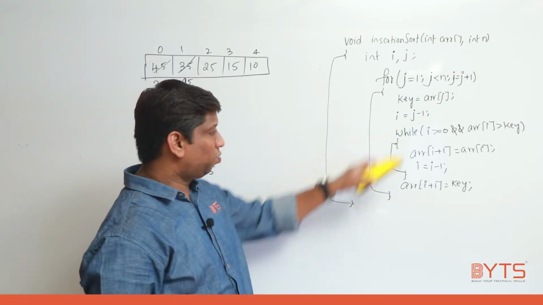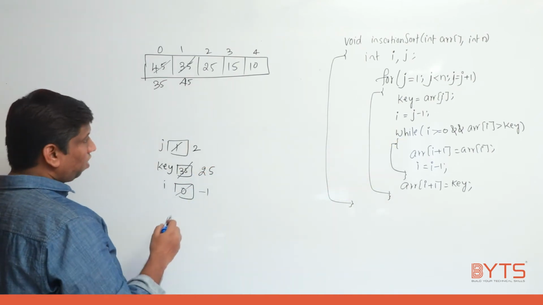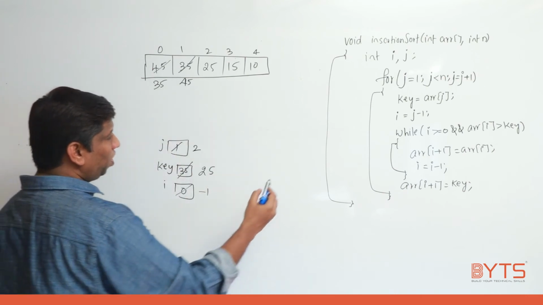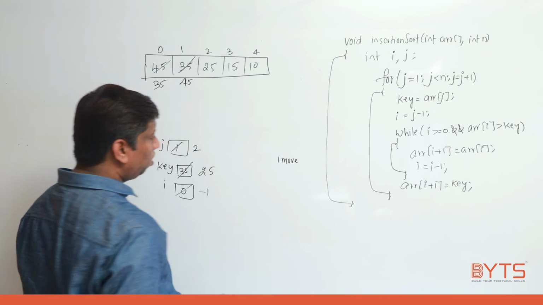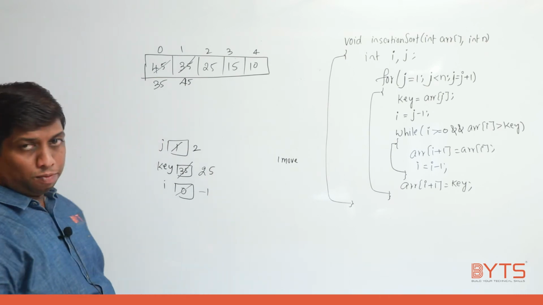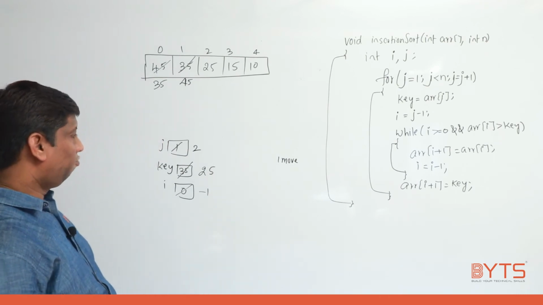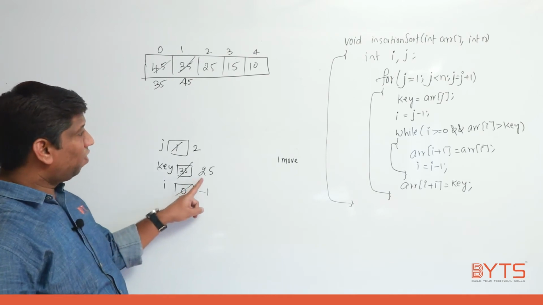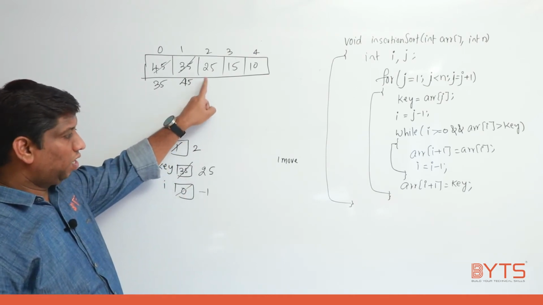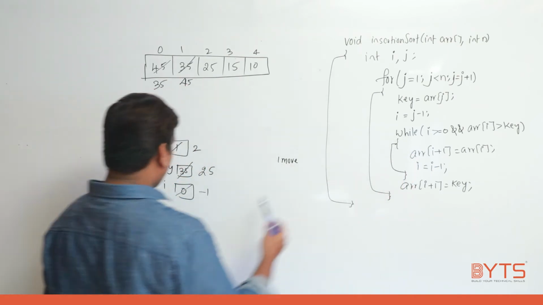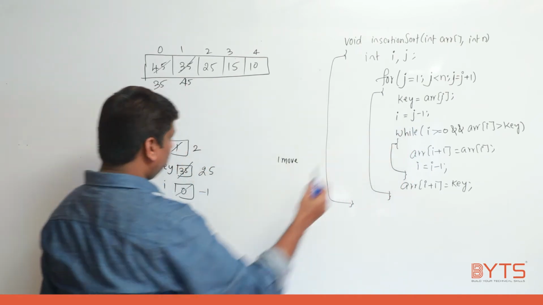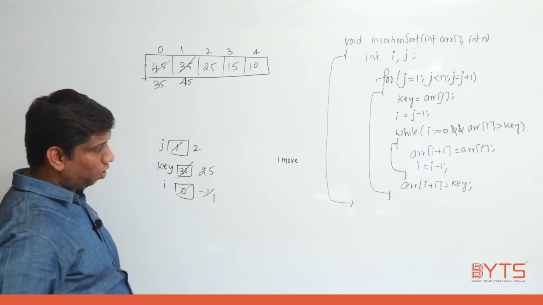Next, i is equal to j minus 1. Try to understand here, how many movements did I do? One movement I did, right? Total I did one movement. Remember that. Fine. Next, key value is 25. Try to understand, key value is how much? 25. Fine. Now, i value is how much? 2 minus 1, 1. i value is 1.